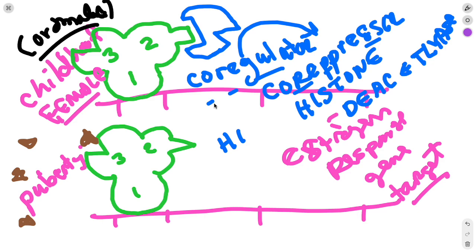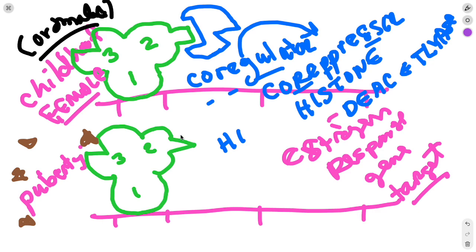So in a female child, or a male at any age, there's a histone deacetylase that is doing enzyme activity that causes these estrogen response genes to be folded away and not used physically, okay? And then what's happening here?